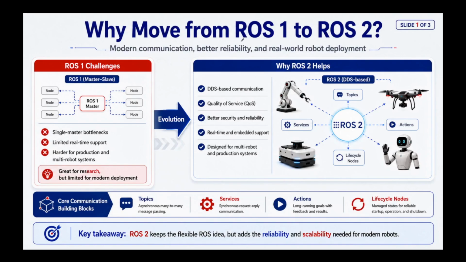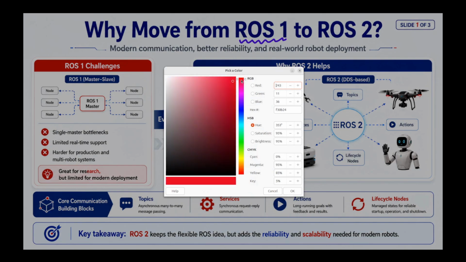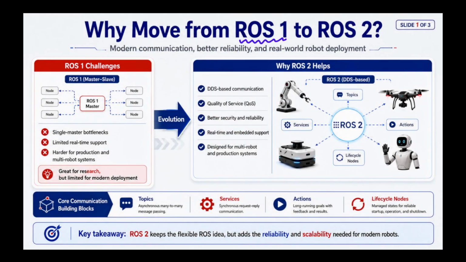ROS1 played an extremely important role in robotics. It made robotic software more accessible and helped create a large community of students, researchers, developers, and companies. So, why was ROS2 needed? Because the robotics world changed.